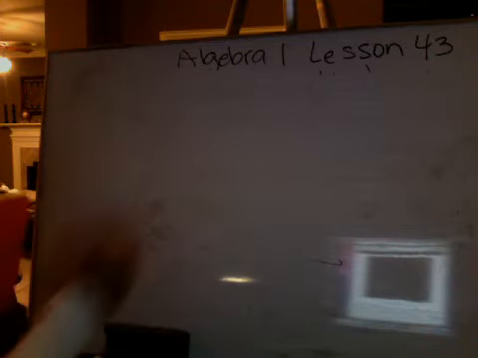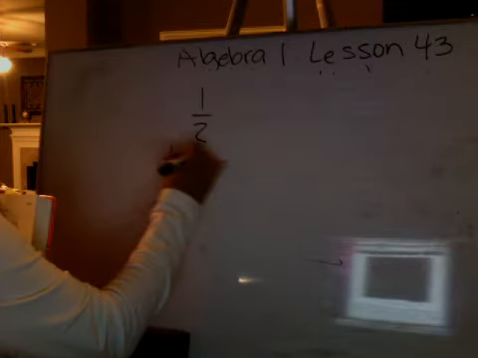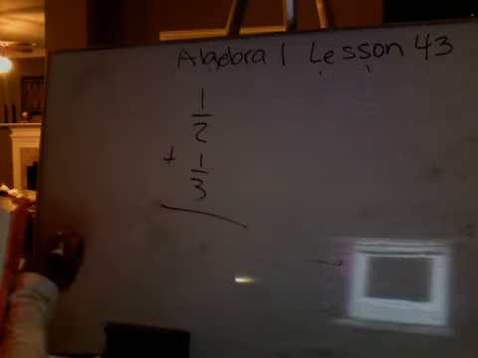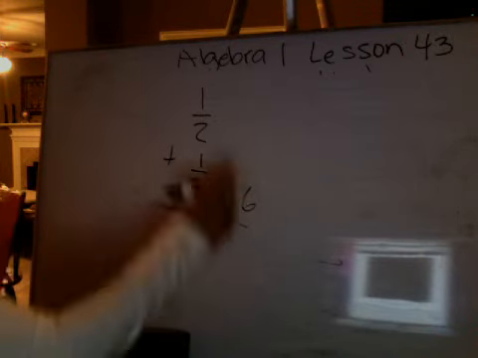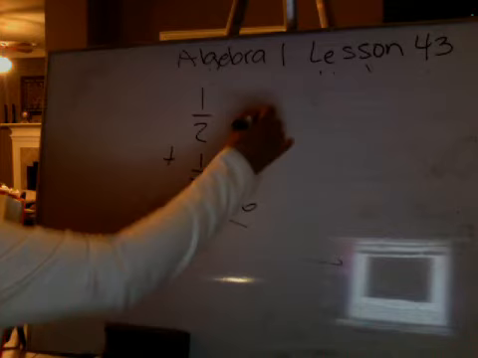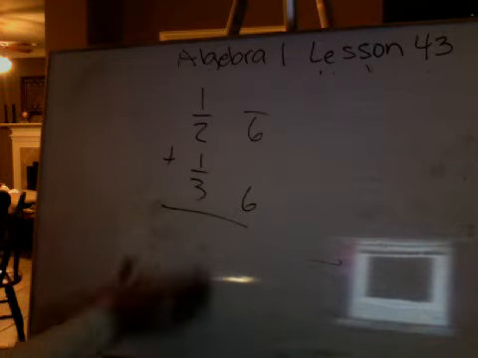Okay, this is lesson 43, Algebra 1. In this lesson, we're going to talk about the least common multiple. We've done it when we've gotten fractions. We had 1/2 and 1/3. We had to get the least common denominator. So we had to find the smallest multiple that both of them could go into evenly. That's what least common multiple is.